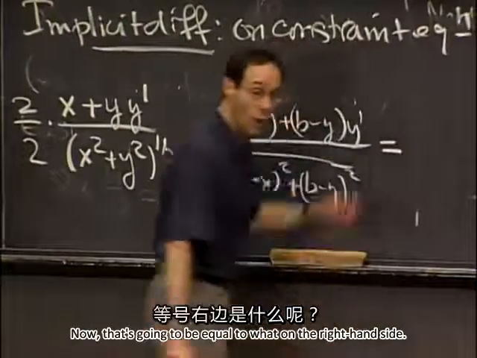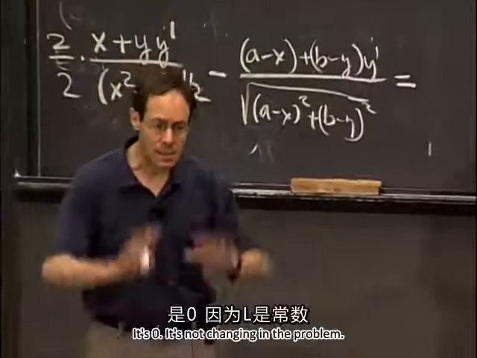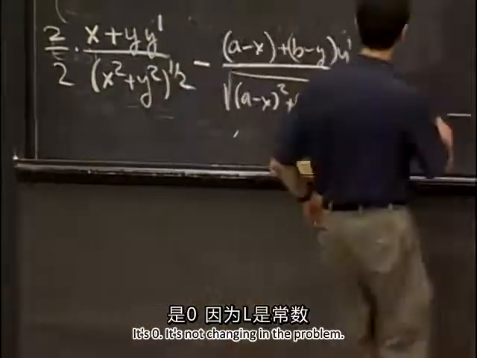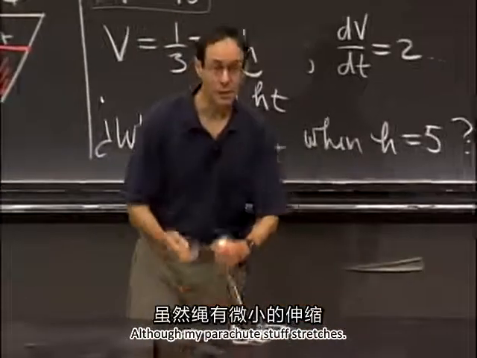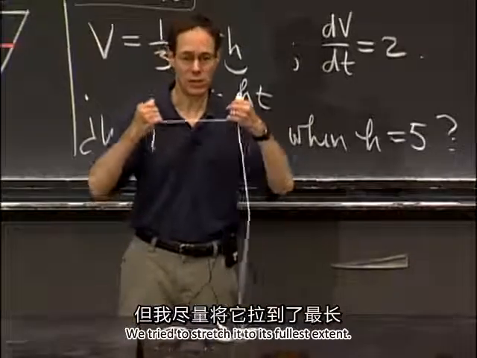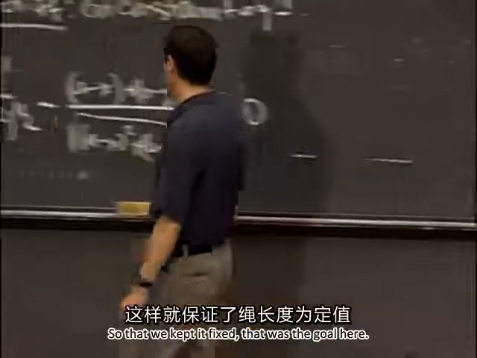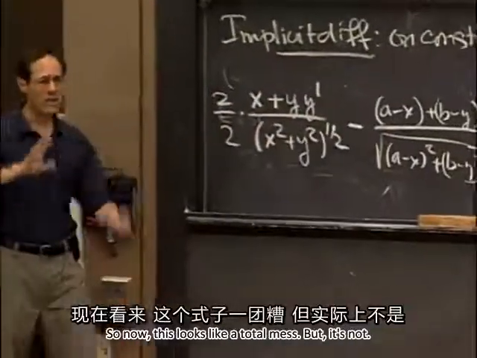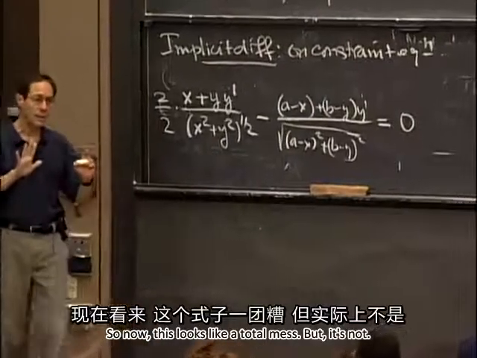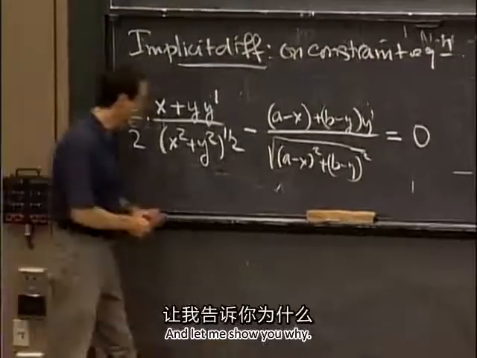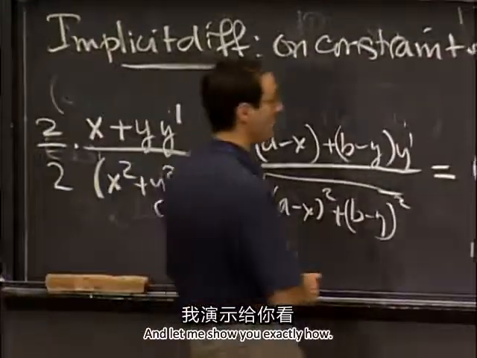Now that's going to be equal to what on the right-hand side? What's the derivative of L with respect to x? It's 0. It's not changing in the problem. Although my parachute stuff stretches, we tried to stretch it to its fullest extent so that we kept it fixed. That was the goal here. All right? So now, this looks like a total mess, but it's not. It simplifies a great deal, and let me show you exactly how.